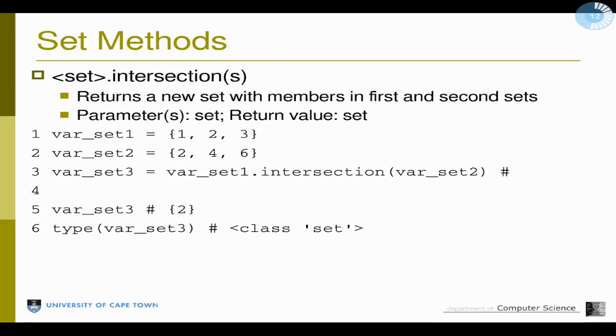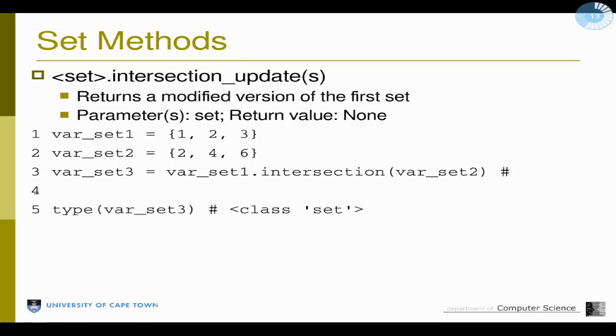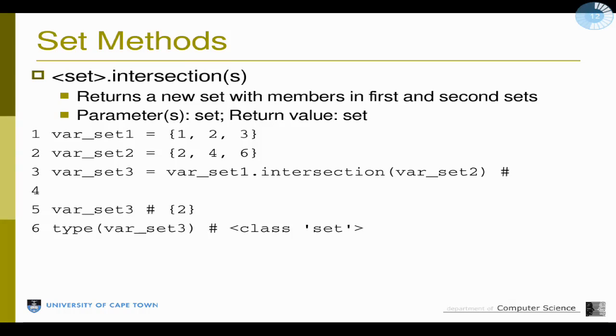But I just want to point out two important things with regards to the set class: the fact that you find methods such as intersection, and methods such as intersection underscore update. They perform the same action, but they perform that action in a different way, right?